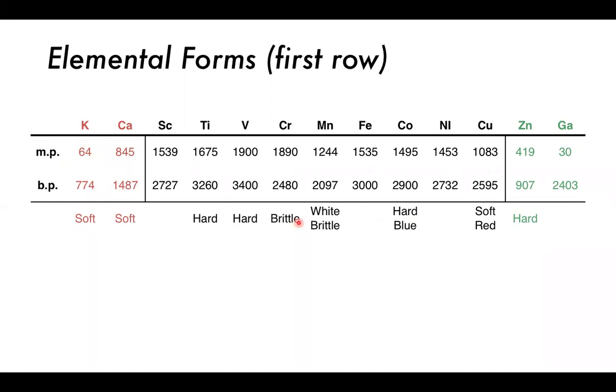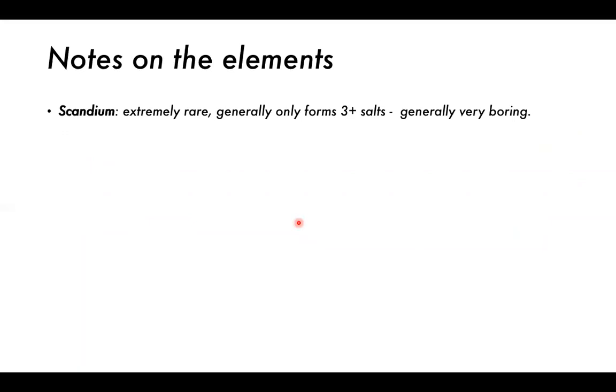So, notes on the elements in particular. Scandium is very, very rare. It generally only forms 3+ salts. There's not an awful lot of modern research done with it because it doesn't really do very much. It doesn't really access those other oxidation states. And if you think about it, it makes sense because it has 3 electrons, so removing one of them makes it similar to a group 2 element.